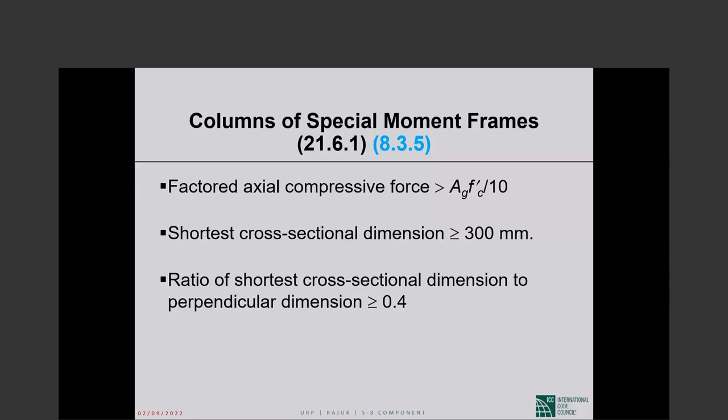Ratio of shortest, so the long side to short side ratio cannot be any higher than 2.5. Long side to short side ratio cannot be any larger than 2.5.